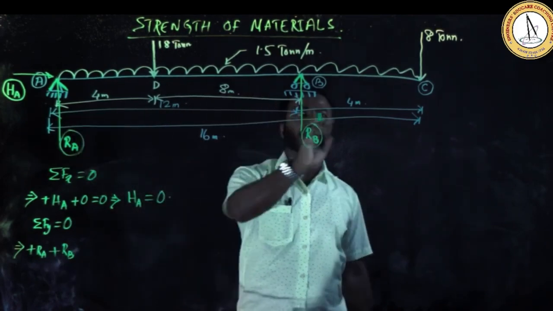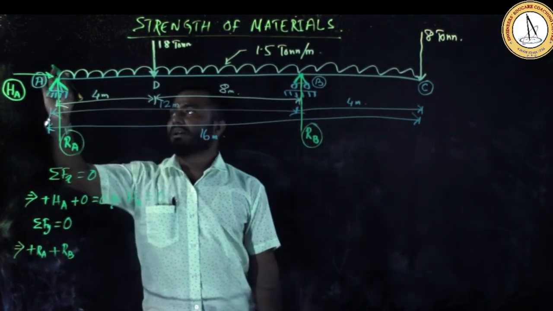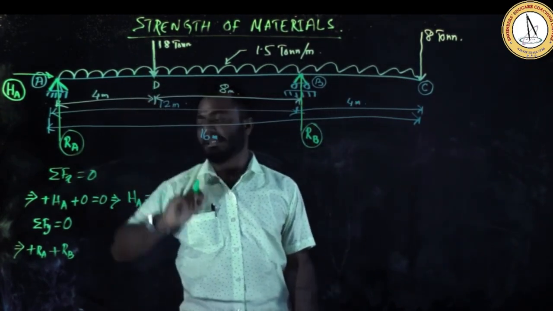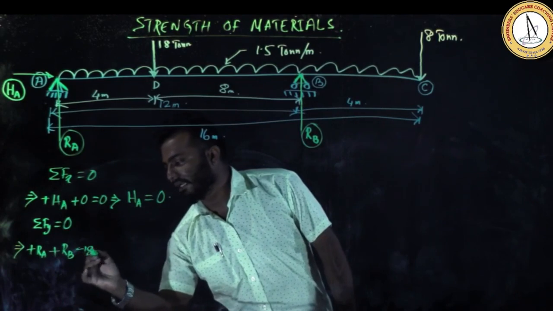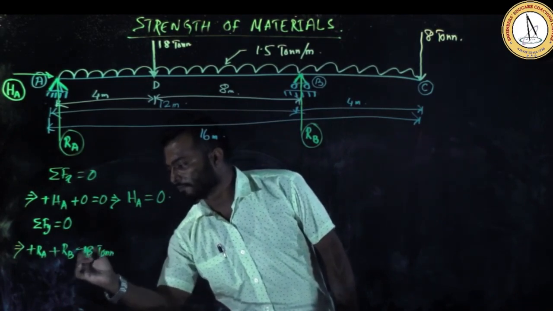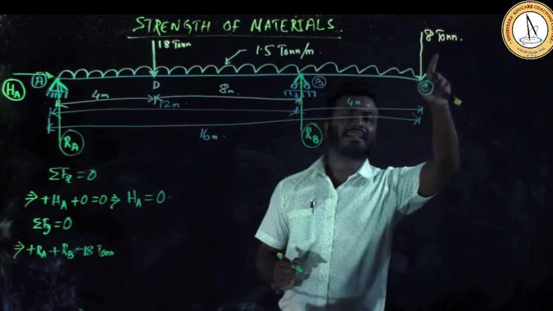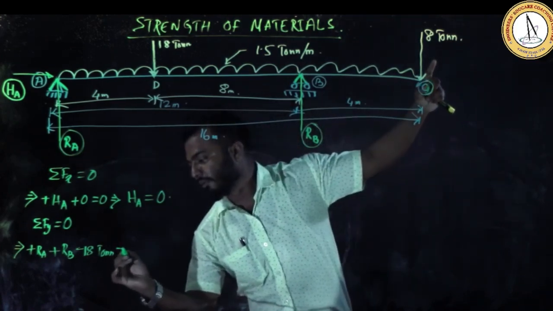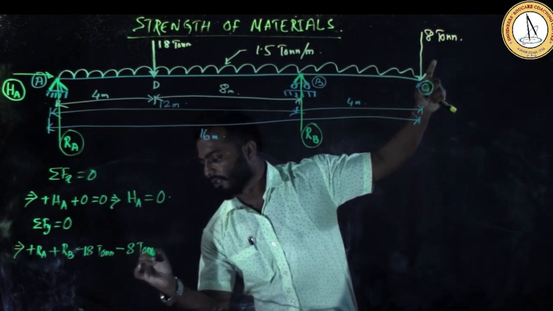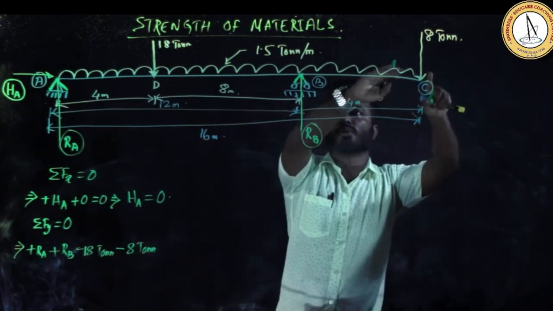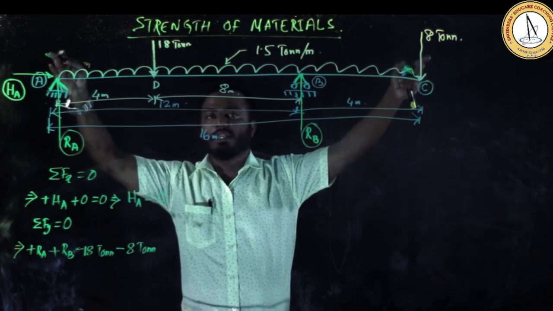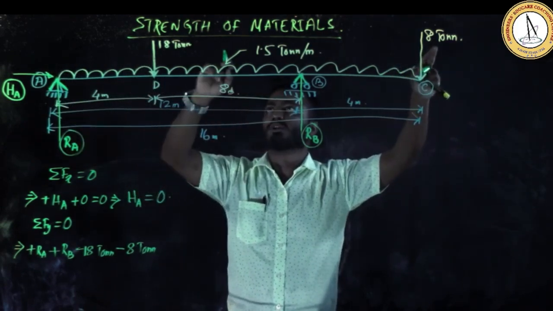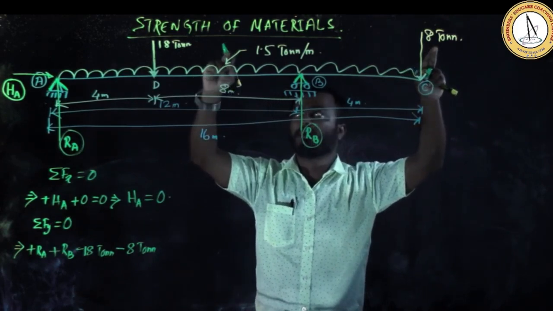Is there any other upward forces? No, in the y direction. Now there is a downward forces. What are the downward forces? So first one is 18, so it will be minus 18 ton. Similarly, there is another known force, 8 ton, which is acting downward, so it will be minus 8 ton. There is another downward force which is our UDL. Now we need to convert the UDL into a point load because this is a point load, this is a point load. So UDL need to be converted into a point load.